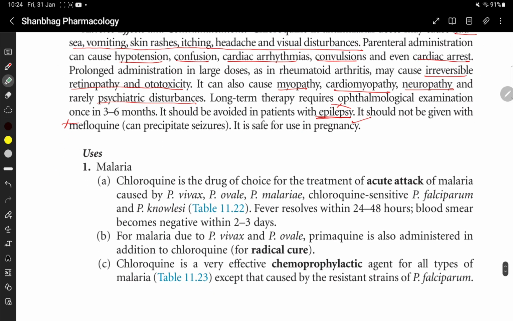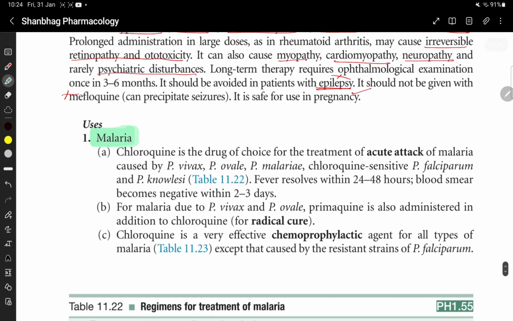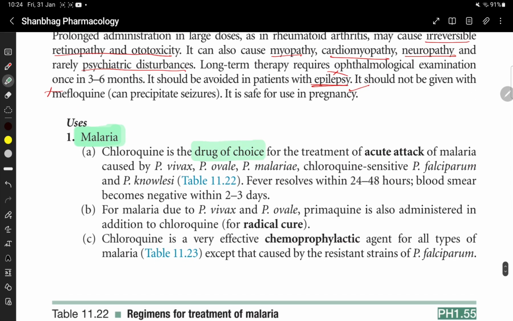Uses. The first use is malaria. Chloroquine is the drug of choice for the treatment of acute attack of malaria caused by Plasmodium vivax, ovale, malariae, chloroquine-sensitive Plasmodium falciparum, and Plasmodium knowlesi. Fever resolves within 24 to 48 hours. Blood smear becomes negative within 2 to 3 days.